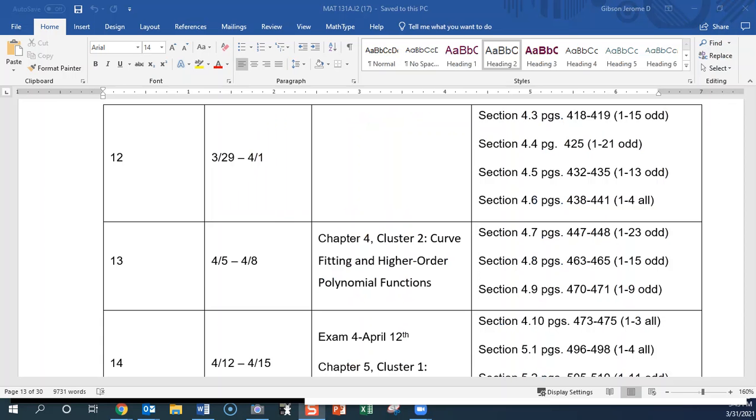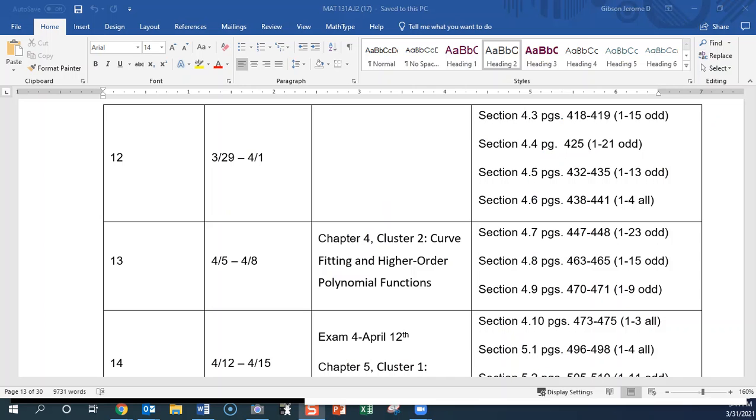Hello, class. We're about to start sections 4.5 and 4.6 to complete this week in Math 131. So 4.5 starts on page 432, and then 4.6 starts on 438.